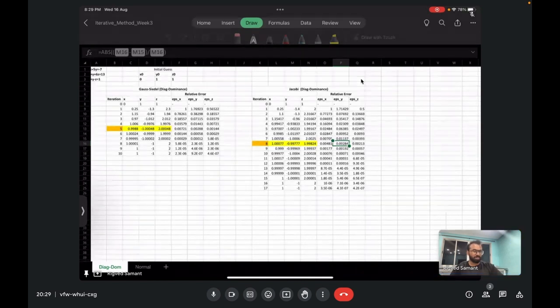Gauss Seidel took 5 steps and this is 8 steps. Sorry. Gauss Seidel took within 5 steps. Jacobi took up to 8 iterations. So can you tell me why? Why did that happen?